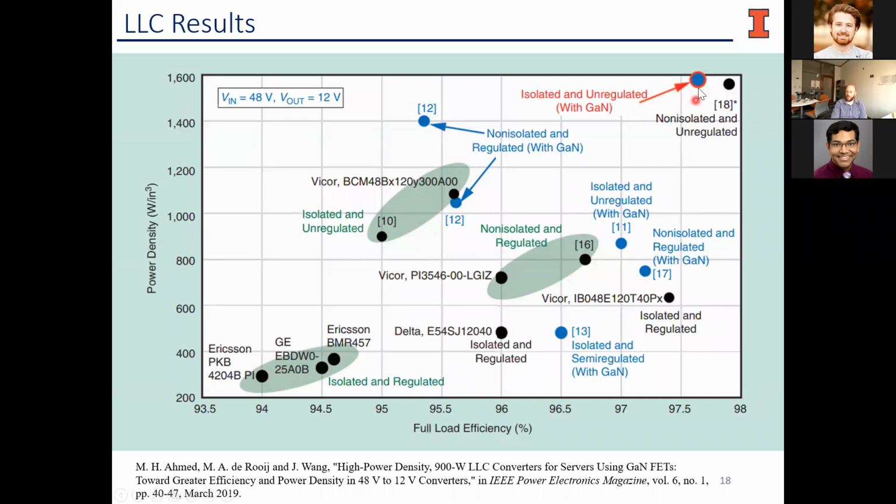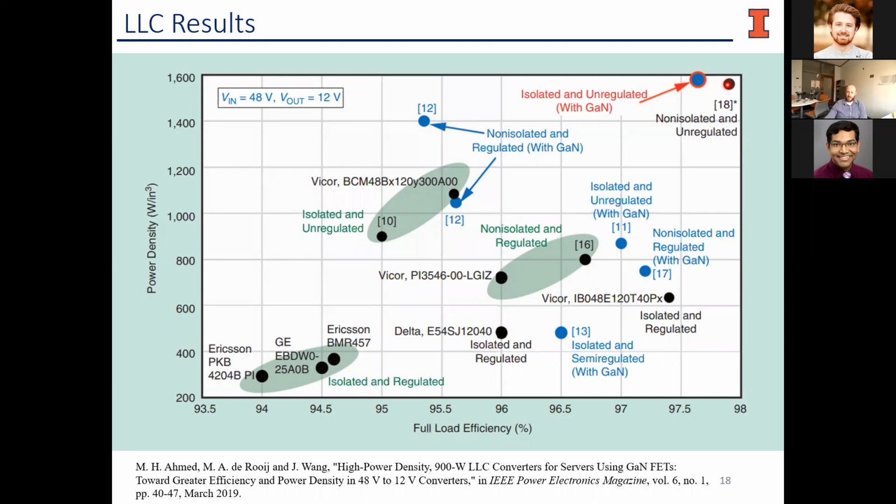But overall, they do a good job of comparing themselves with other academia, which I think are these bluer boxes here. And then they put this note here about this particular box, right? This is a non-isolated and unregulated. And we'll take a look at this later, right? This turns out to be basically the next solution that we're going to talk about.